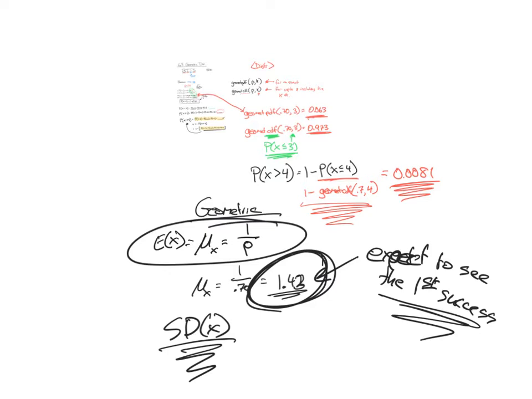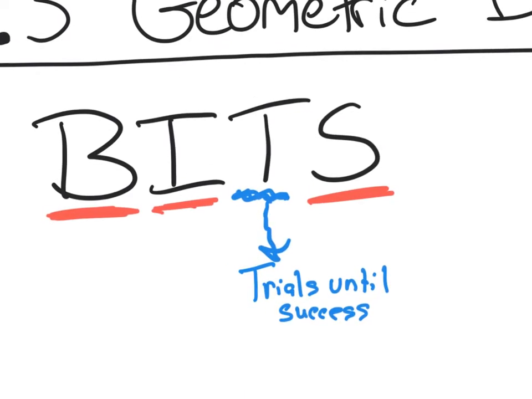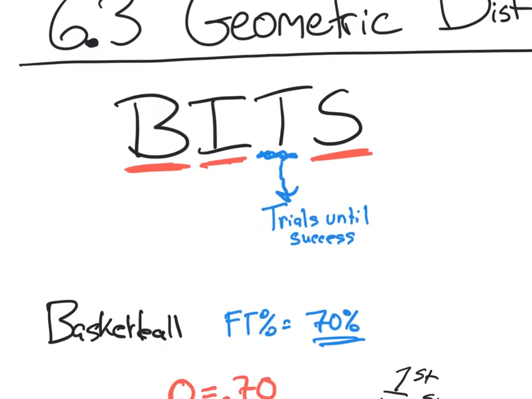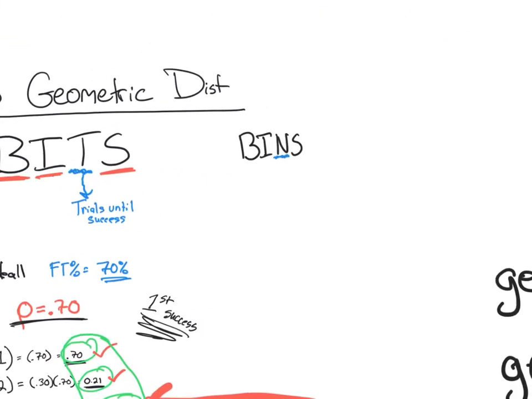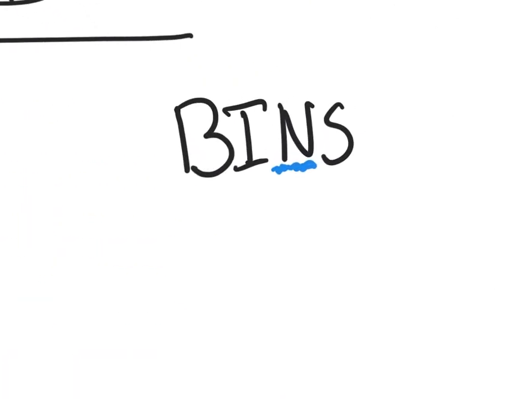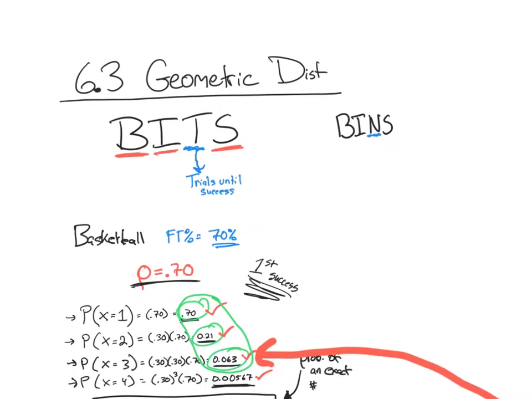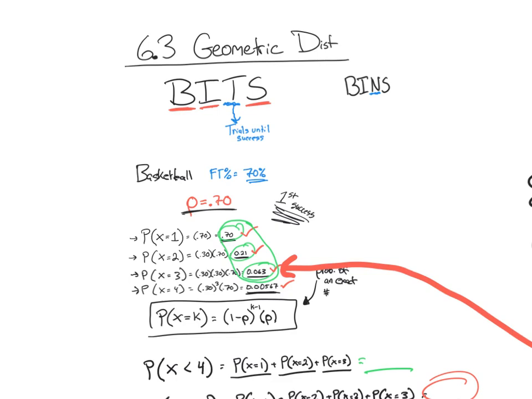So just remember the difference between geometric and binomial: geometric is trials until the first success. Binomial is we fix the number of trials, and I'm trying to see how many successes I can get within those fixed number of trials. All right, there's your formulas. So let's clean it up and let's do some work with it.